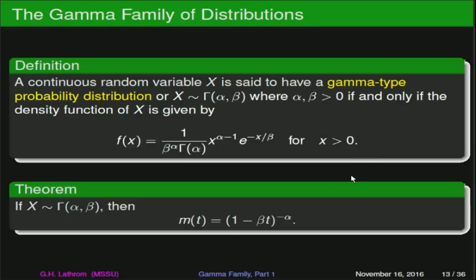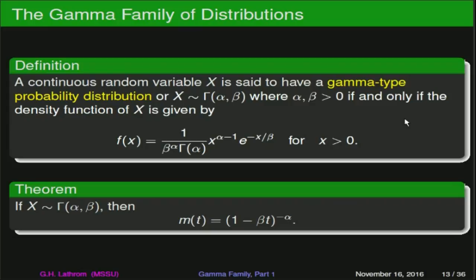And so, of course, once we define what a probability distribution is, then we need to know what's the moment generating function. And so we have this theorem that says that if x has a gamma distribution with parameters alpha and beta, then the moment generating function is given by 1 minus beta t to the negative alpha power.